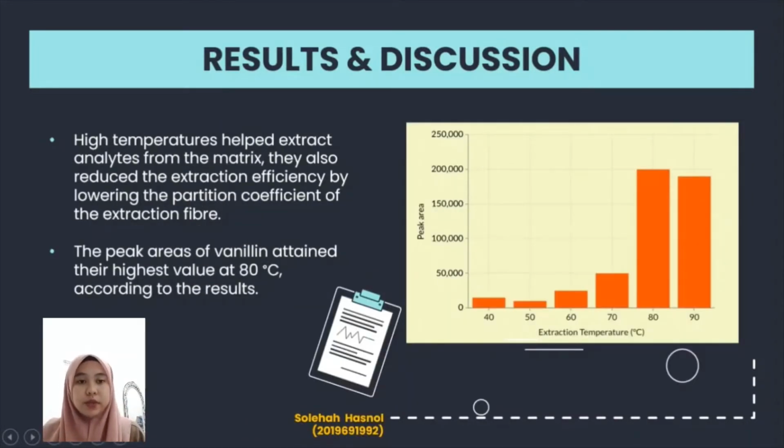Furthermore, high temperatures help extract analytes from the matrix. They also reduce the extraction efficiency by lowering the partition coefficient of the extraction fiber. The peak area changes of the analytes were studied using an extraction fiber at 40, 50, 60, 70, 80, and 90 Celsius while maintaining other parameters constant. The peak areas of vanillin attain their highest value at 80 Celsius according to the result. That's all from me. Thank you.